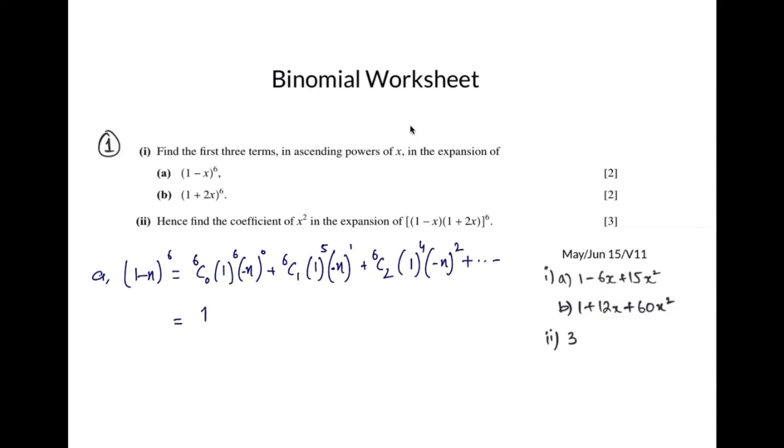If you calculate this, you're going to get 1 minus 6x. 6C2 is 15, so 15x squared. Are we all getting the same answer for the first part?